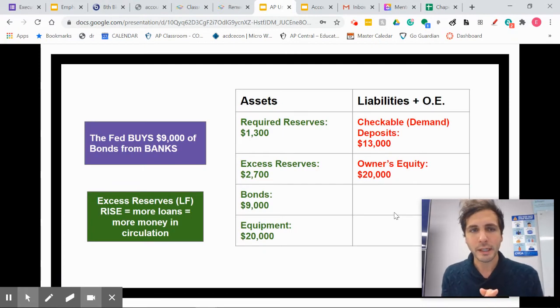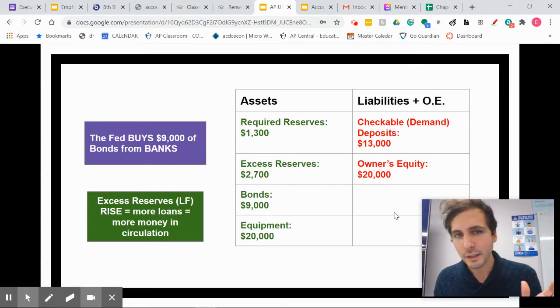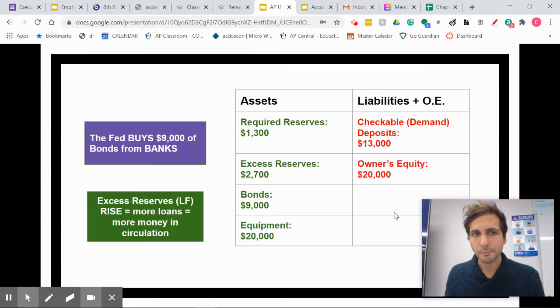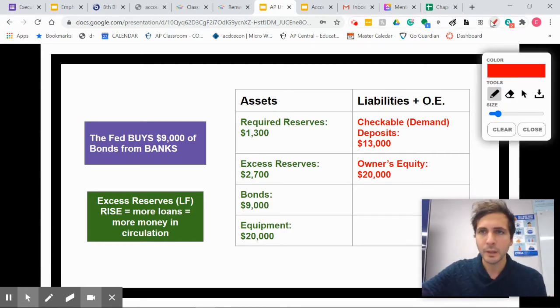Okay, so let's check it out here. We've got our assets on the left here. We got our liabilities and owner's equity on the right. The Federal Reserve buys $9,000 of bonds from banks. What's going to happen? Well, get my handy dandy marker here. What's going to happen is this bank here is going to sell those bonds to the Fed. So they get rid of those. And now they have $0 worth of bonds in their reserves.